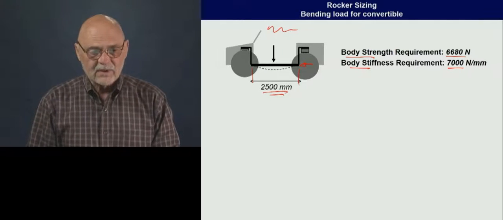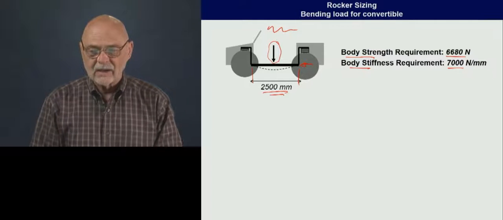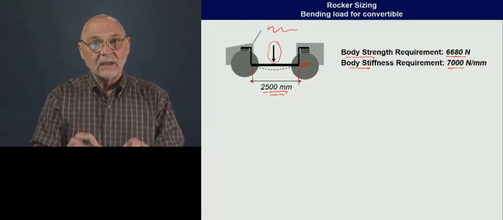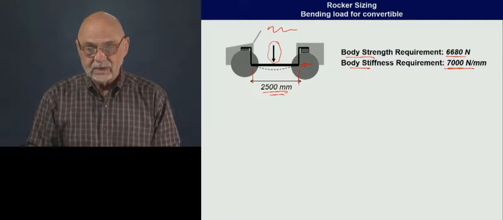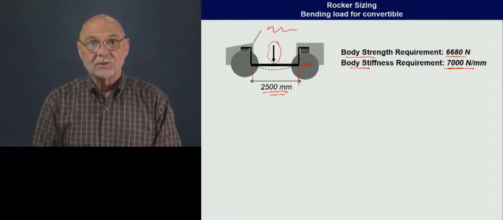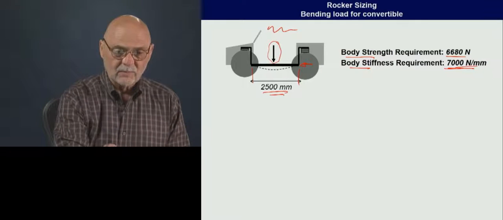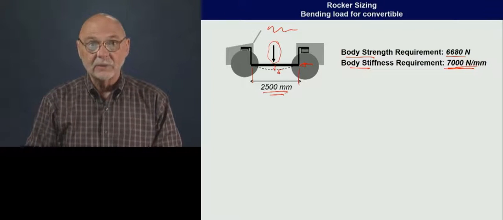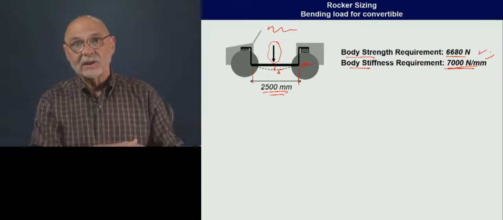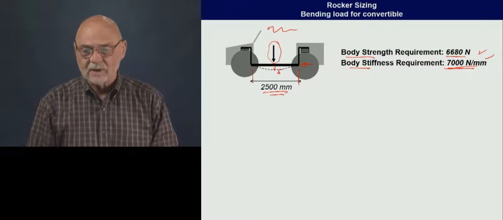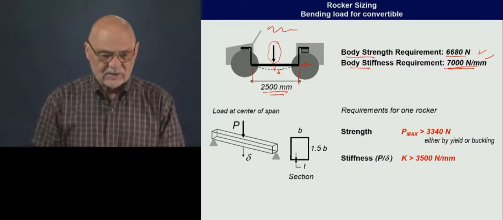6,680 is a strength requirement, so we'll want to put a load of that magnitude on the car and have it just ready to fail at that load. Okay, so that's the strength requirement. We also have a stiffness requirement for the body of 7,000 newtons per millimeter. So that constrains the amount of deflection of the little beam here as we apply that load. So again, just accept these for now. In a subsequent lecture when we talk about body bending, we'll justify why these requirements make sense.